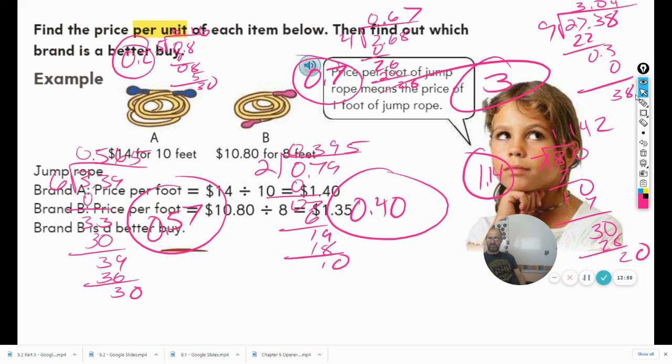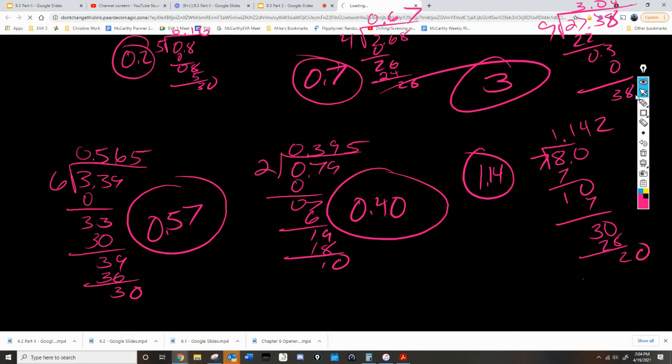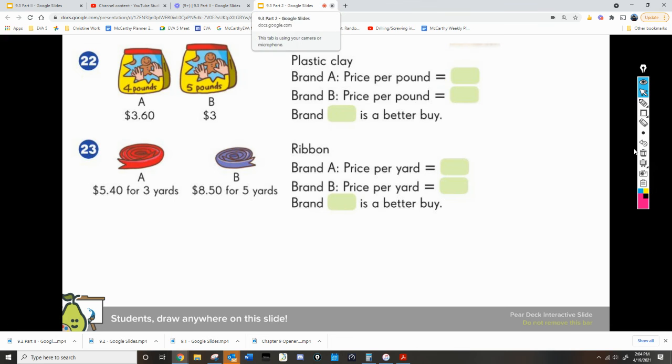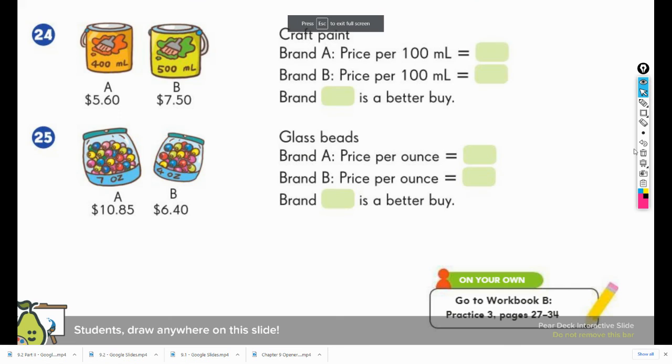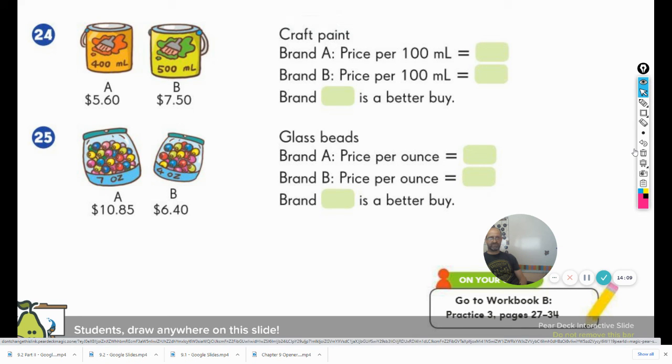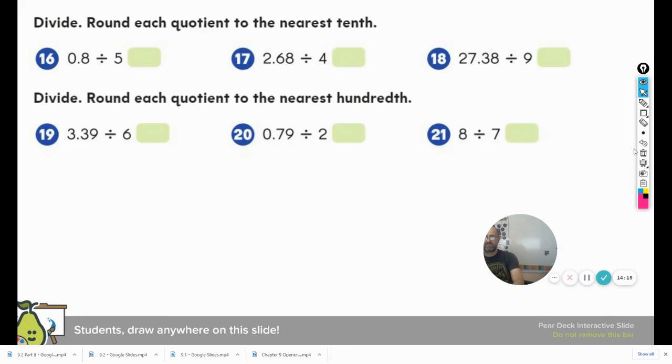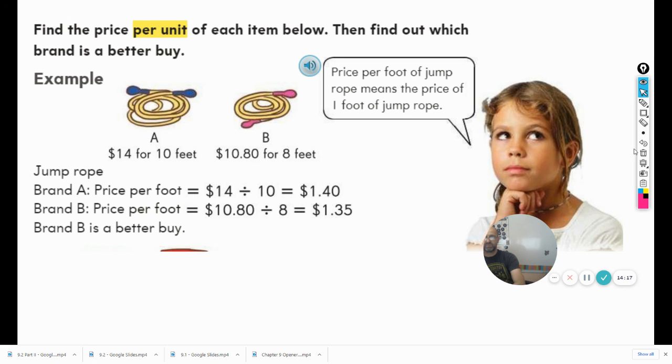Wait, what? How are we not done with this chapter yet? You know what? How about this? Whoa! I have superpowers. Holy smokes. I am going to let you finish these 4 on your own. Let's back this up a little bit. You can work quite a bit.